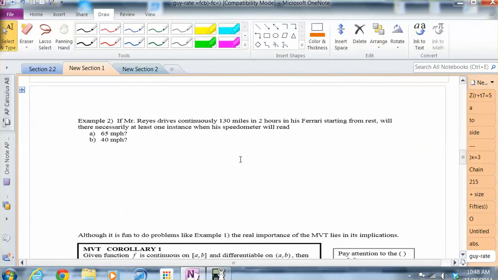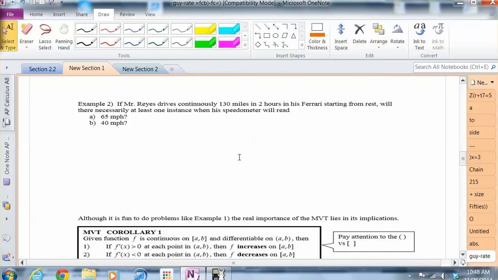Okay, let's look at example 2. Now these you just have to think about a bit more; there are not too many math issues. So let's go back to Mr. Reyes. He was driving continuously 130 miles in 2 hours, and his Ferrari starting from rest. Will there necessarily be at least one instance when its speedometer will be 65 miles per hour and 40 miles per hour? Well, we're going to say yes to both of these, and I'll explain to you why.